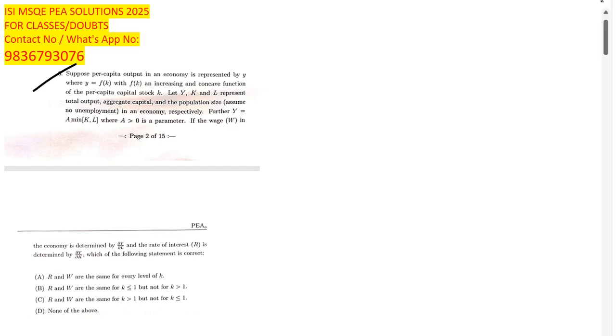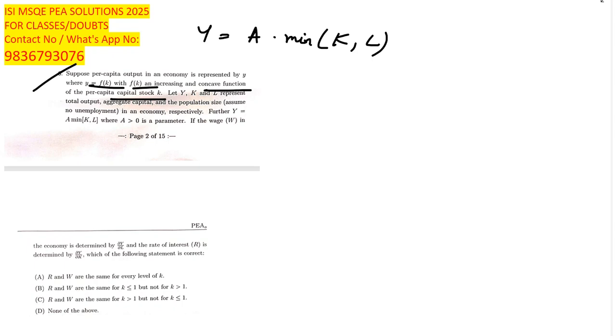So let's see what is here. Per capita output is being given, y equal to f of k, with f(k) an increasing and concave function of per capita capital stock k. Now let Y be a function, a minimum of AK and L. Here A is greater than 0, it's a parameter, K is the capital and L is the labor.